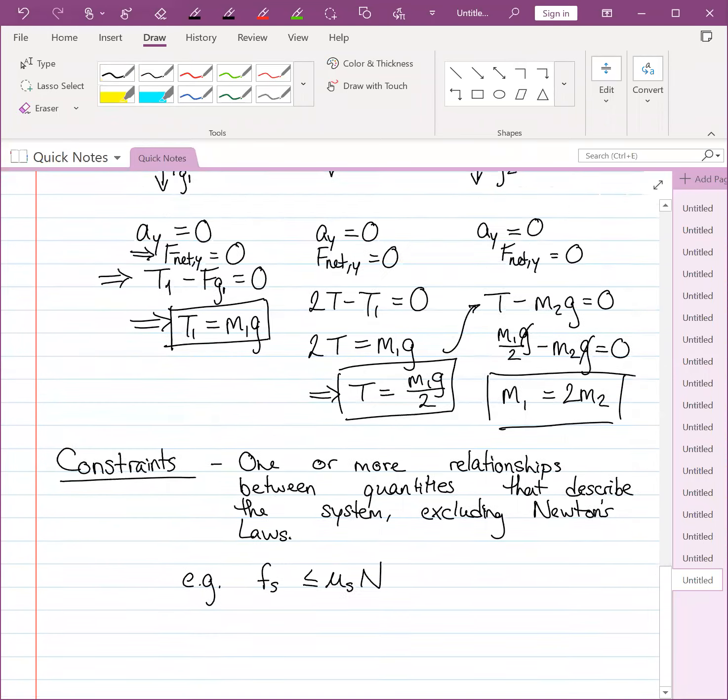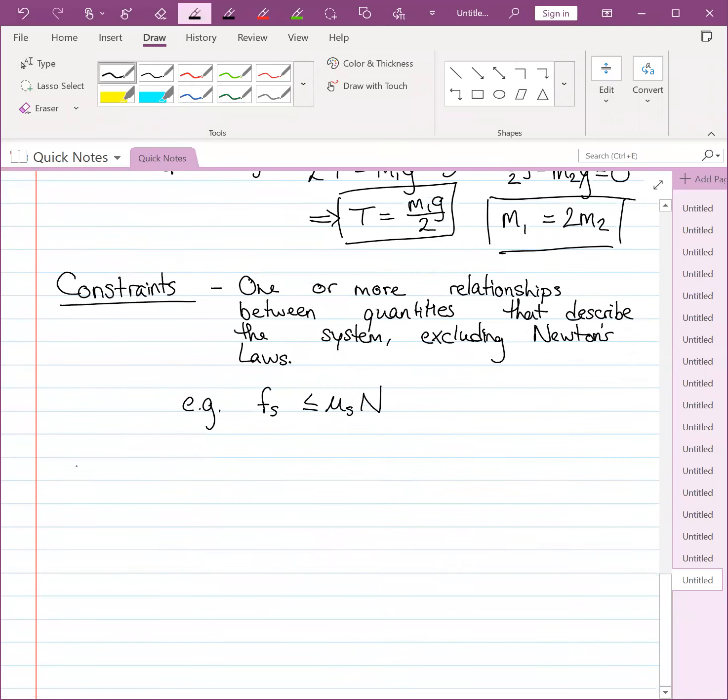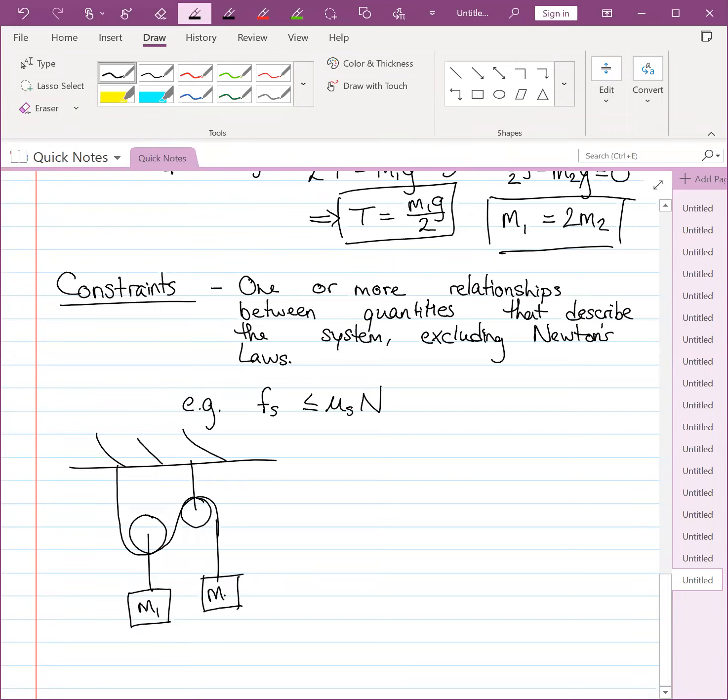Now let's go back to the example we were just talking about. Drawing it again. Sorry, it's a rough drawing, but you guys know what I'm trying to draw anyway. So here's a question. If the second block falls 10 centimeters, how far up does the first block raise?